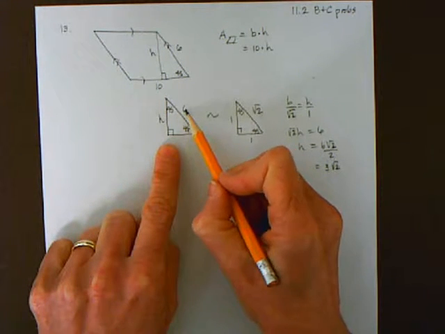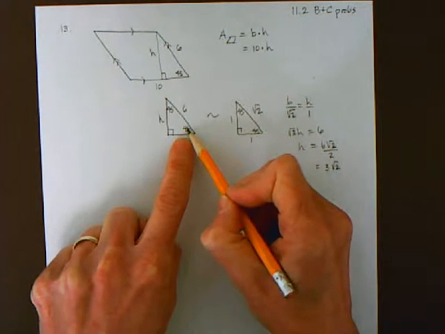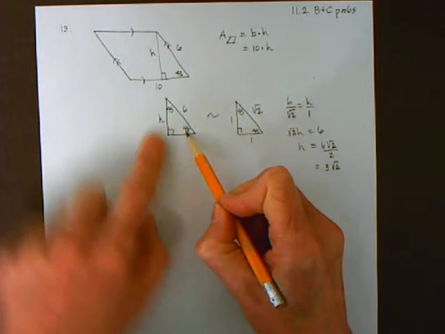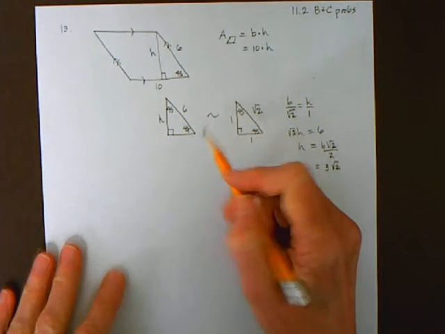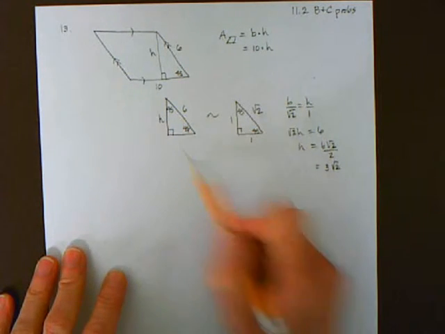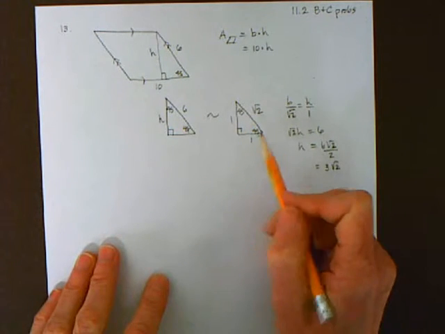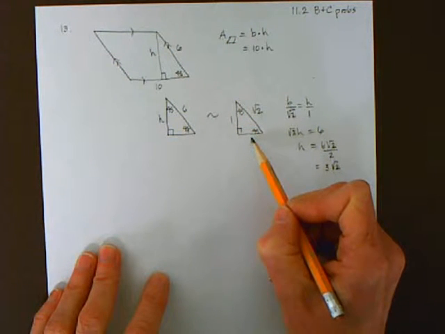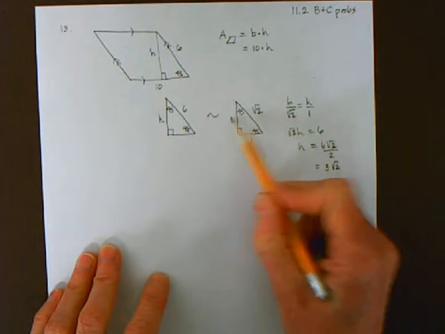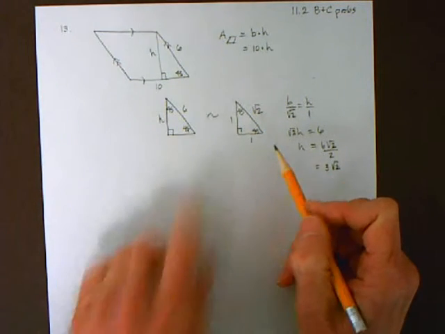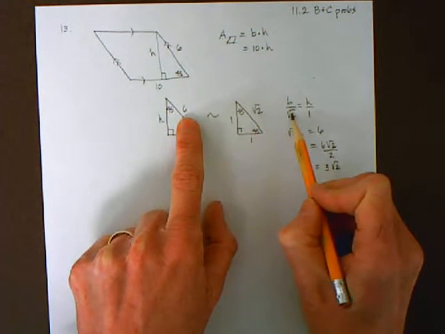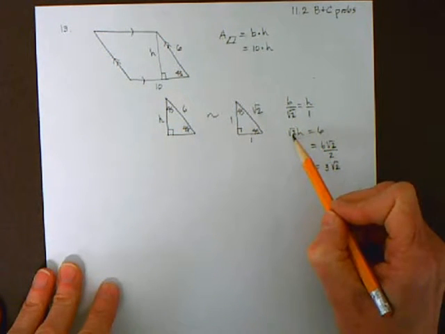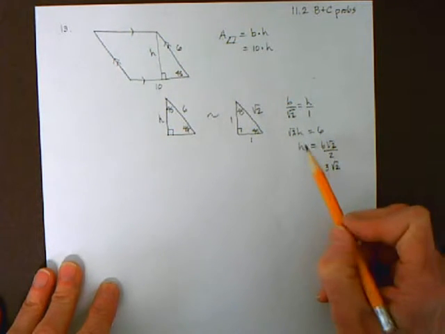I know that this is 6. Now I'm given that this angle here is 45, and I recognize that the acute angles of any right triangle are complementary. So if this guy's 45, then this one is as well. And I know that all 45-45-90 triangles are similar, and the ratio of sides is 1, 1, and then opposite the 90, radical 2. So I set up my scale factor. 6 is to radical 2 as h is to 1. I multiply the means, radical 2 h equals the extremes, 6, and then I solve for h.